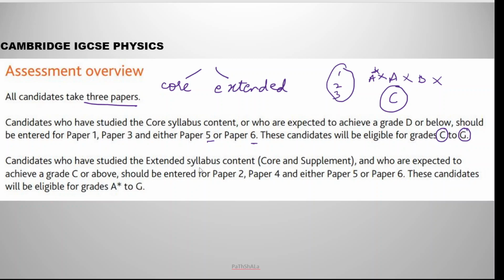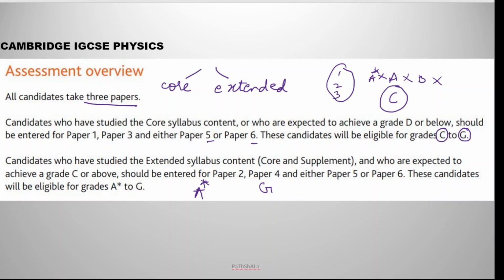In extended, you go for paper 2, paper 4, and again there is a choice in paper 5 or paper 6. We'll be talking about it in detail in the next slide again. But here the maximum grade you can get is A star and the lowest is G. So if you are getting full marks, you can get A star, or there is a range of marks where you can get A star. We'll be talking about it in the next video. So the basic difference, as you can see, among core and extended is one is in the syllabus content, the other is in the grades, right?